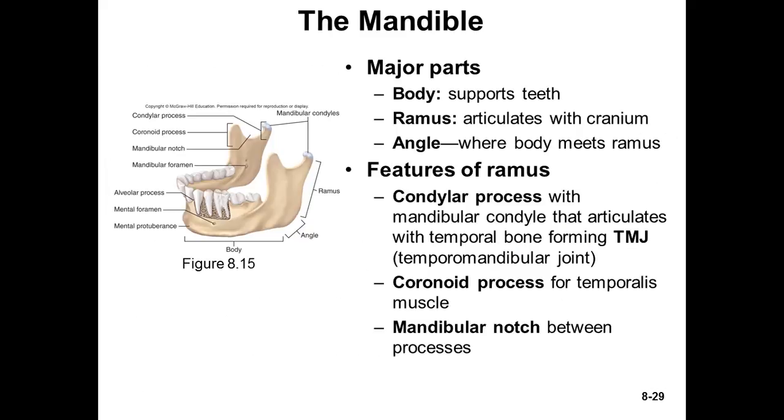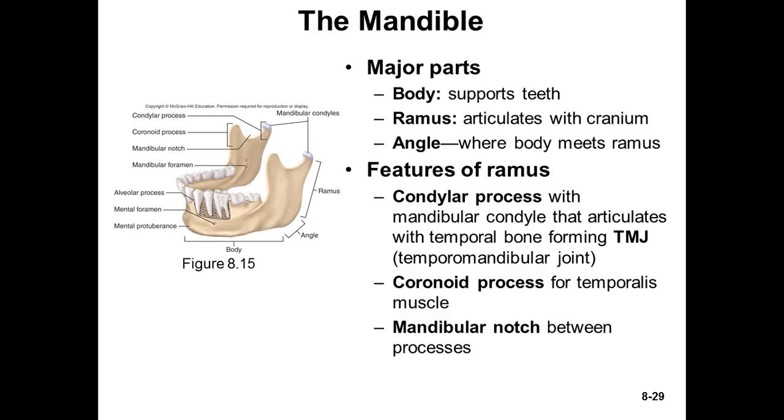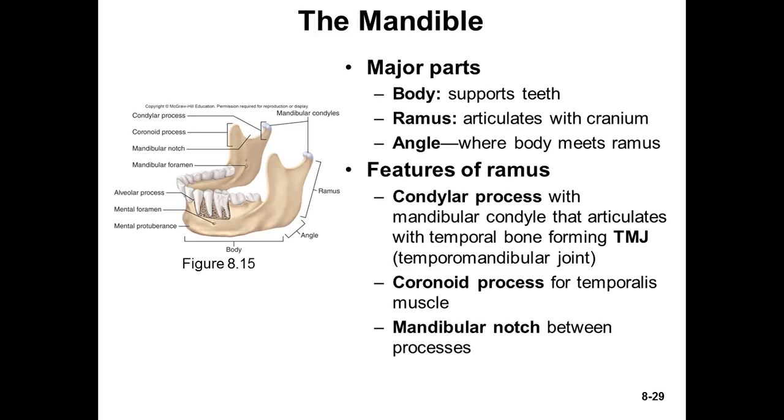You have your three parts. There's the condylar process. You also have your mandibular condyles, as I stated earlier, which articulate with the temporal bone, forming your temporomandibular joint. What is a joint? That's where two bones meet. In this case, it's the mandible and your temporal bone. And of course, the coronoid process. I think I said the condylar process, but the coronoid process is where your temporalis muscle will attach.